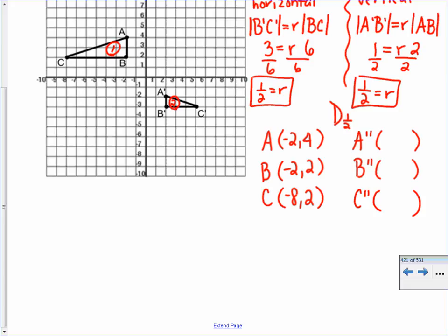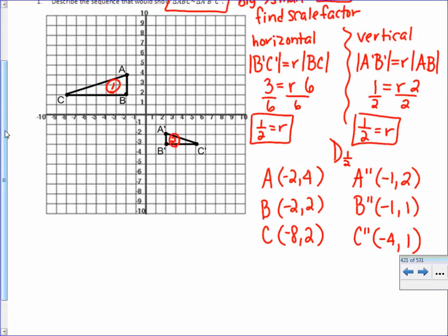-2 times 1/2 is -1. 4 times 1/2 is 2. -2 times 1/2 is -1. 2 times 1/2 is 1. -8 times 1/2 is -4. And 2 times 1/2 is 1. Now what we are going to do is graph that dilated image. So I have -1, 2, -1, 1, and -4, 1. You are going to graph it, and you're going to label your vertices.